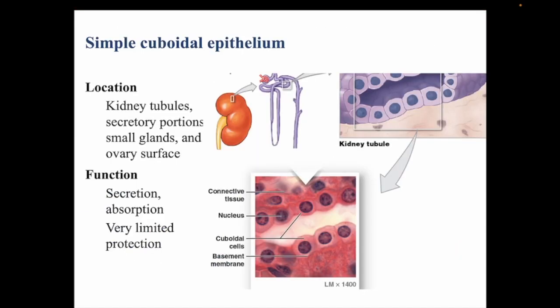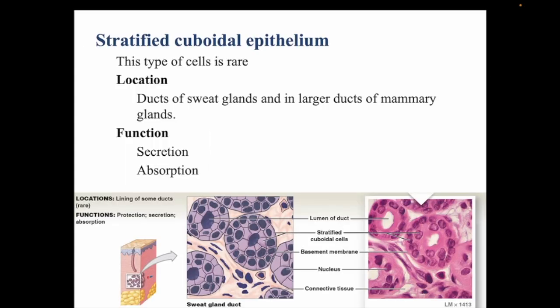The cuboidal exists in many areas. So here you have to try to find it. Normally, we give the example of the kidney tubules, but there is a variety. And then the stratified cuboidal, so more layers. So think about, for example, ducts where you have more than one layer.